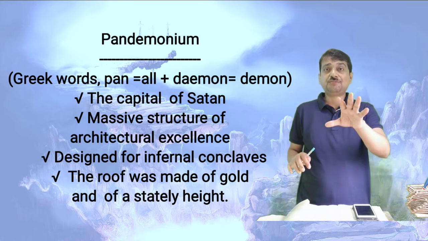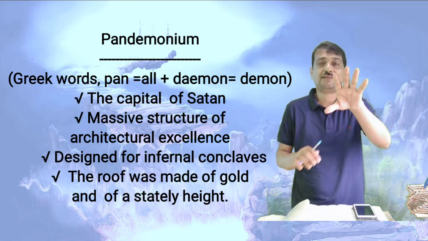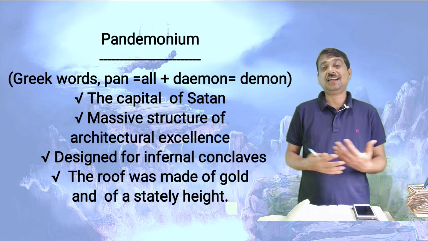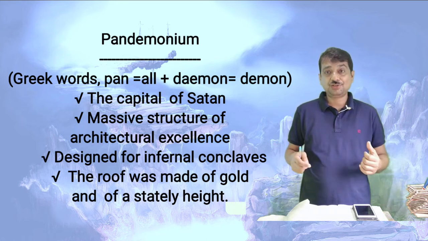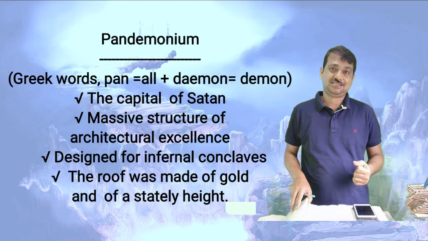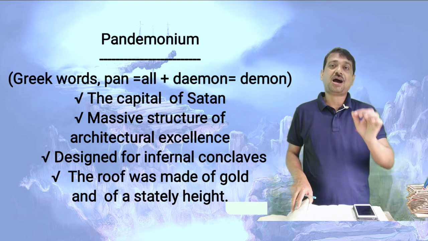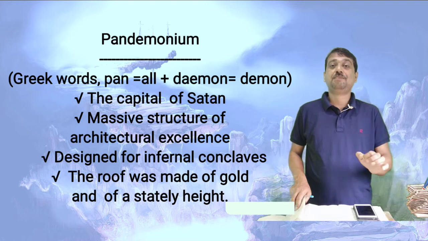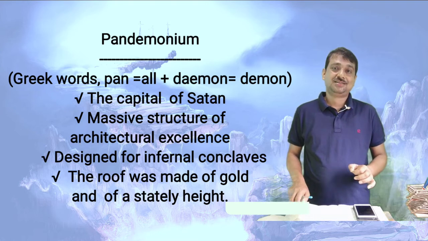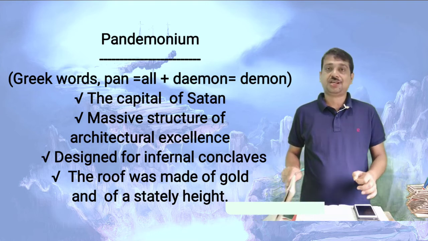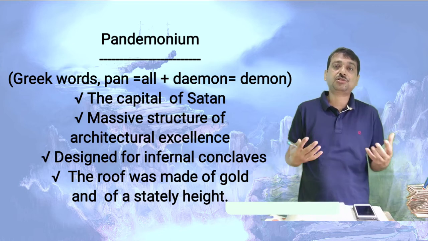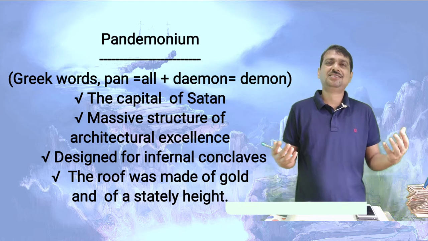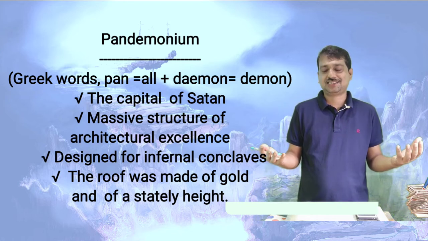Towards the end of Book 1, Milton has another view to show of hell. On the near side of the burning ground stands a massive structure. It is of architectural excellence, the capital and the place of Satan. It is called Pandemonium. Amidst the bowls of precious gold and emerald, it is a miracle of architecture.